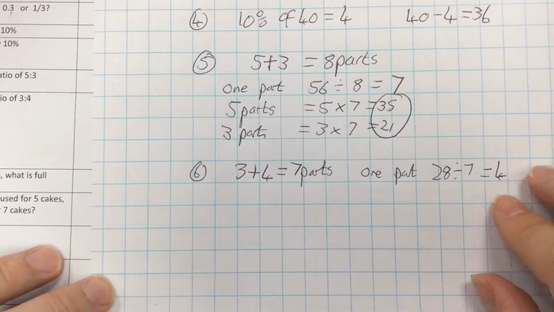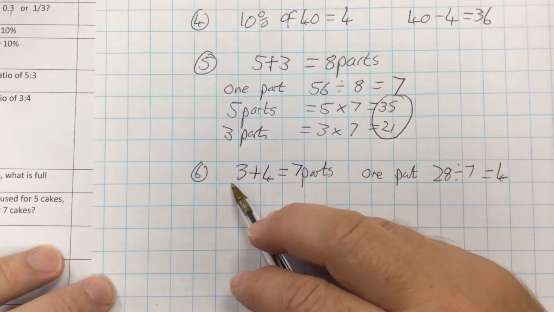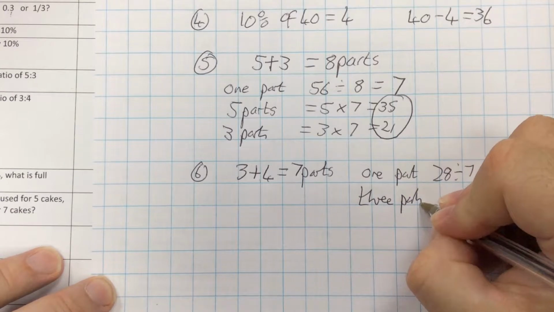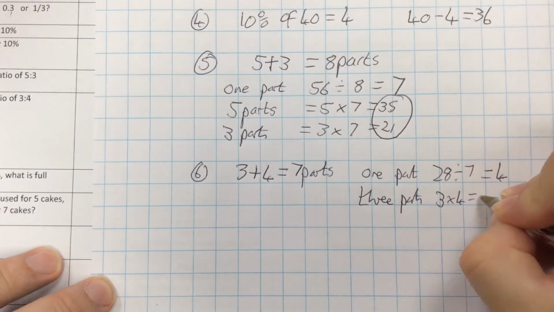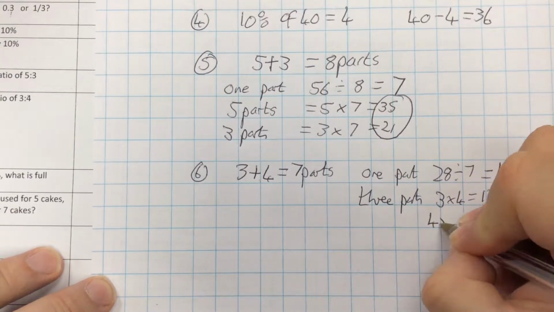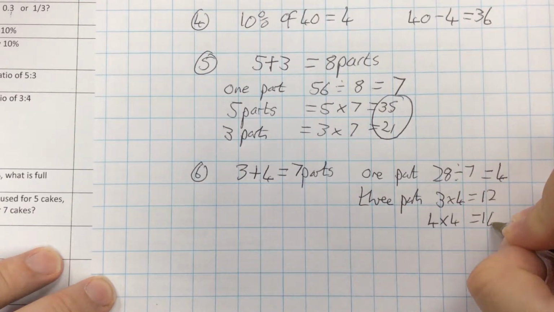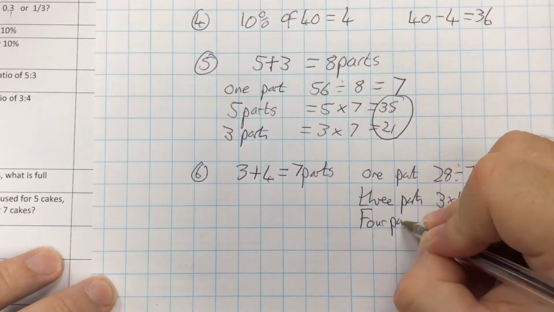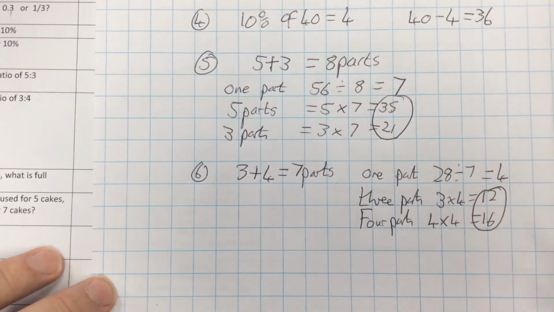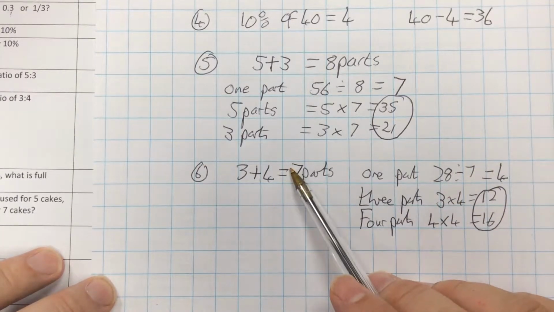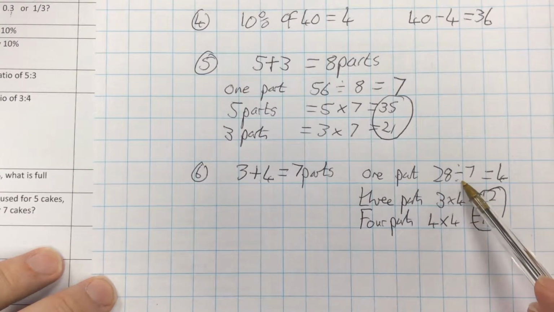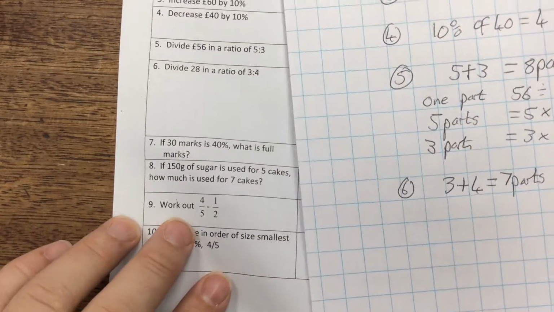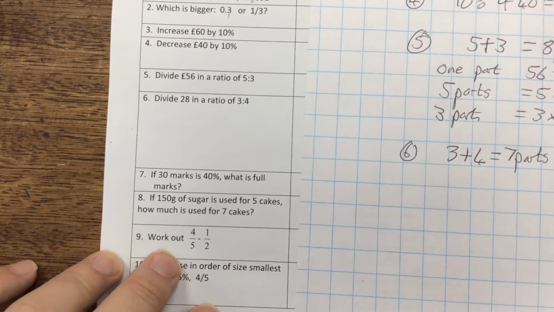So then, because 1 part is £4, I've got 3 and 4 this time. So 3 parts becomes 3 times 4, which is 12. And 4 parts is 4 times 4, which is 16. And again, 12 add 16 adds up to 28, so I know I've done it right. So you add up the number of parts, divide the total by the number of parts to find what 1 share is, and times them by the required ratio.